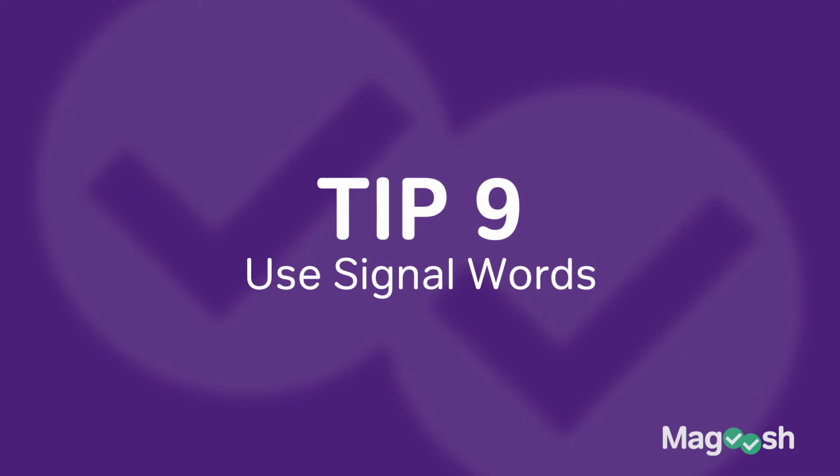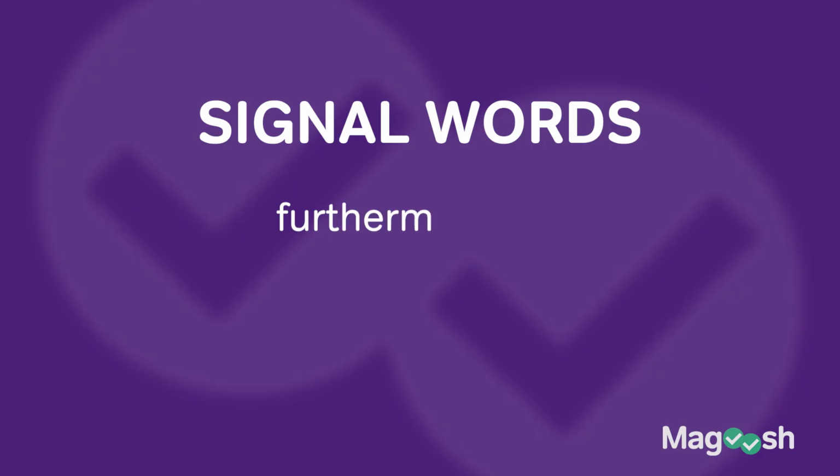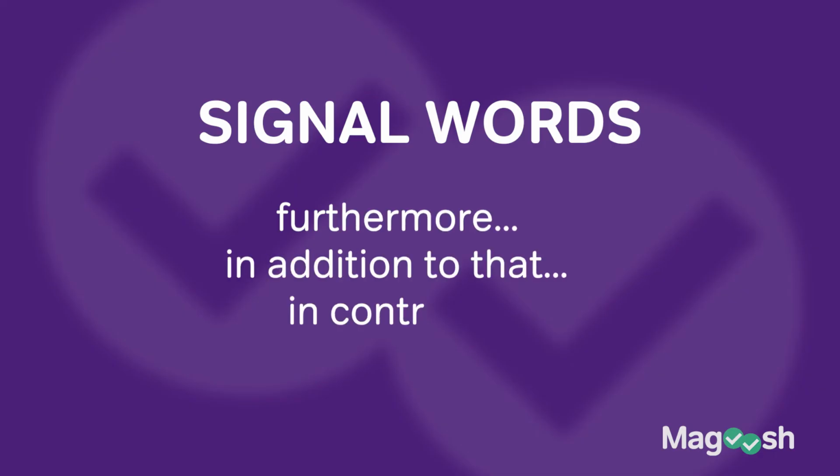Tip number 9 is to use plenty of signal words. And when I say signal words, I'm talking about the words at the beginning of sentences that give your reader some sort of indication about where you just came from and where you're going. Examples would be, furthermore, in addition to that, in contrast. So these are nice signal words that help your reader get in the right mindset for being able to accept the next point you make.